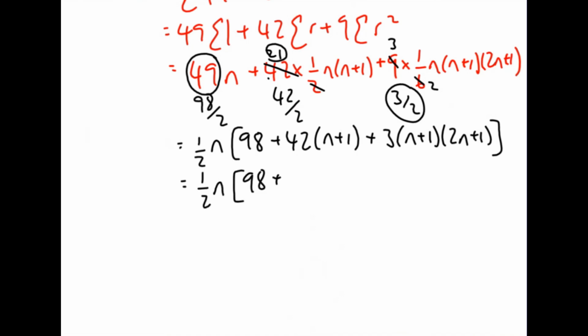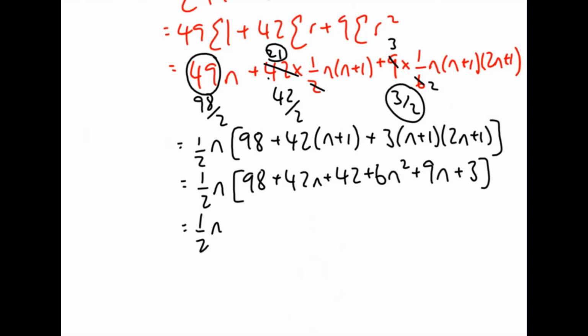So 42n plus 42, plus expanding this out, so we get 2n squared times 3, 6n squared. I'll get 2n plus 1n, so that's 3n times 3, 9n. 1 times 1, so 1 times that 3. Tidy this up. So we've got 6n squared, we've got 51n, and we have got 100.